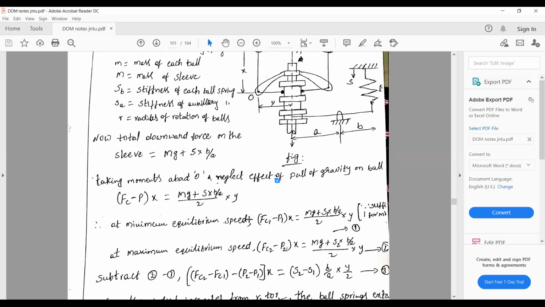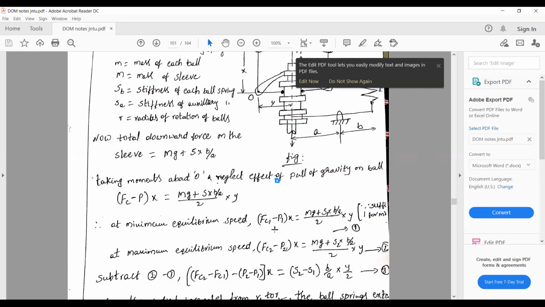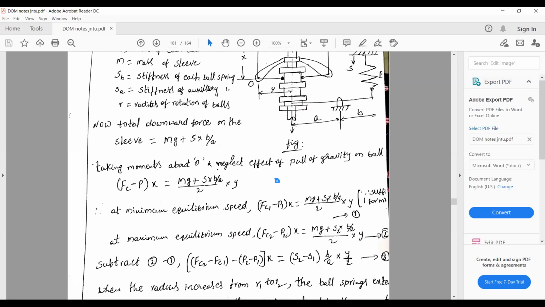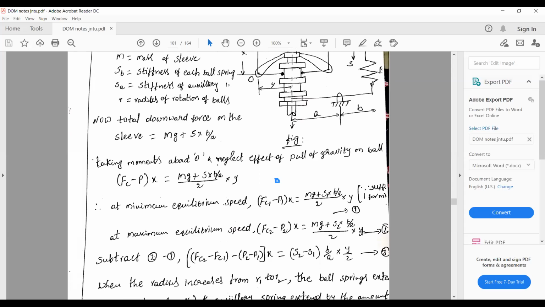When we consider the minimum speed, Fc1 minus P1 into X equals mg plus S1 into b by a by 2 into y. It is taken as equation number 1. And at the maximum speed, Fc2 minus P2 into X equals mg plus S2 into b by a by 2 into y. It is taken as equation number 2.